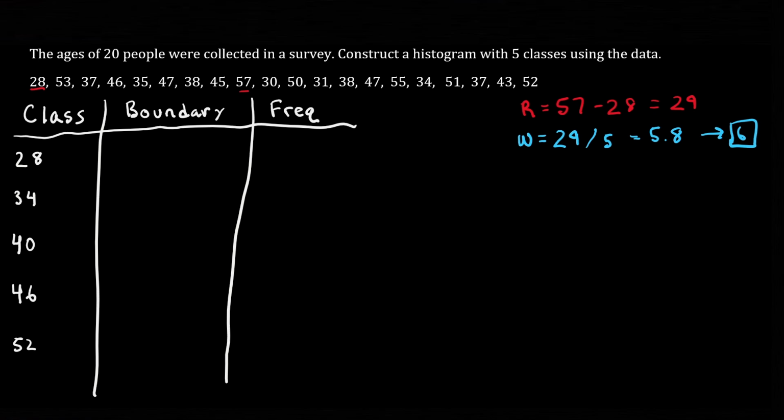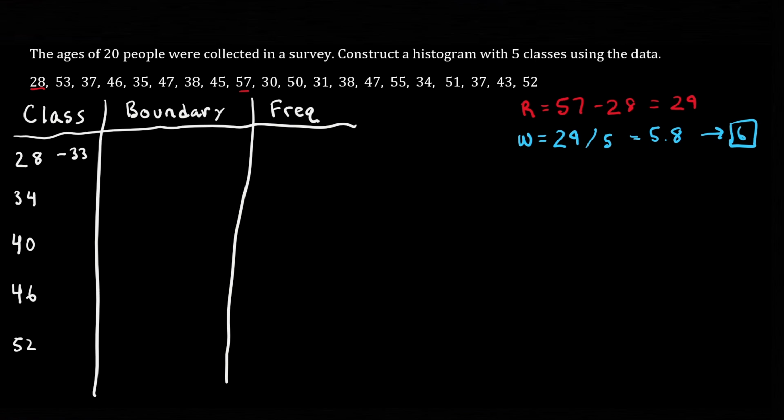To find the upper bound of the first class, we take the lower bound of the second class and subtract 1 unit of precision. Since we are working with whole numbers, we would just subtract 1. If our dataset had 1 decimal point, we would subtract 0.1. And if our dataset had 2 decimal points, we would subtract by 0.01, and so on. So the upper bound of the first class is 34 minus 1, which is 33.